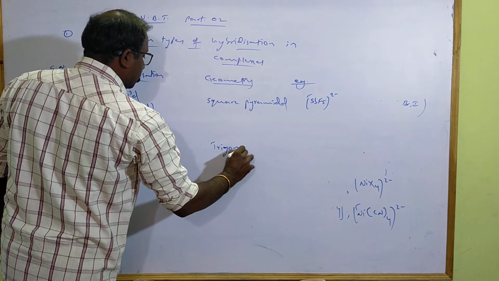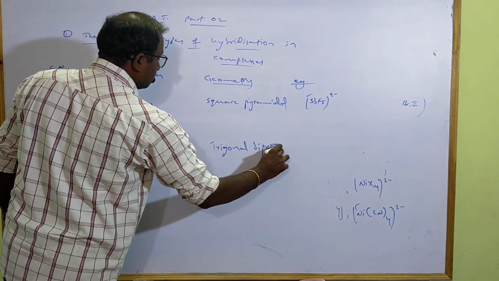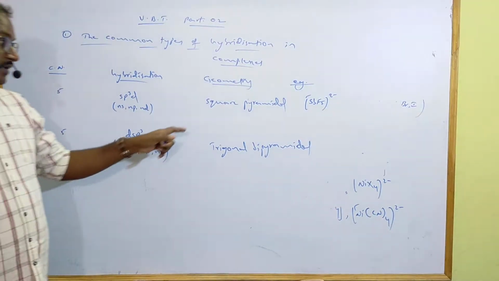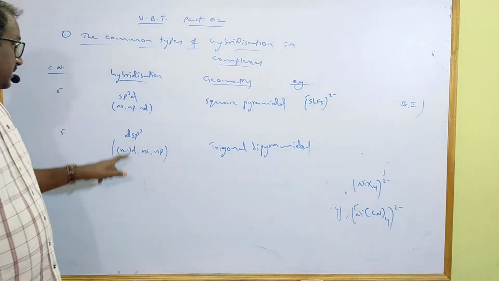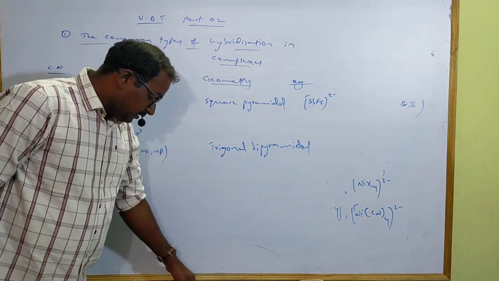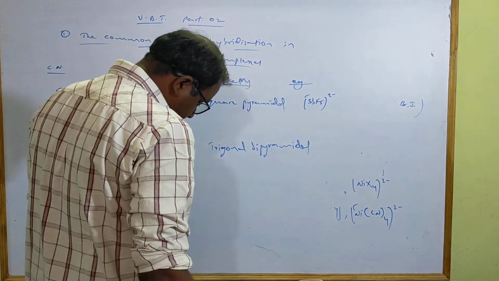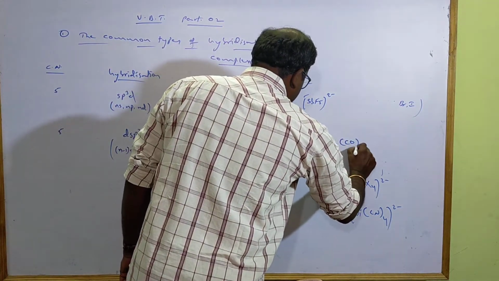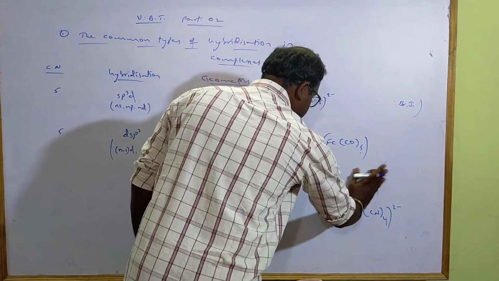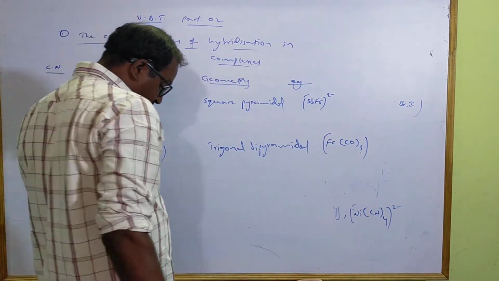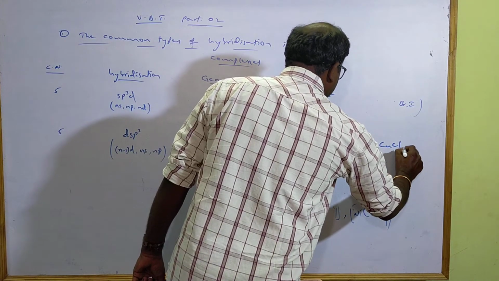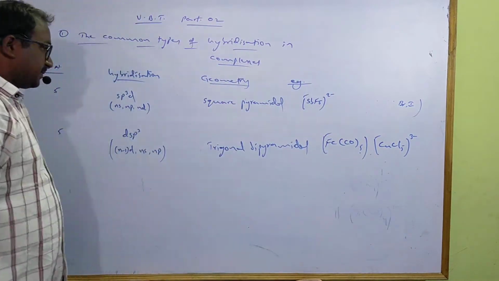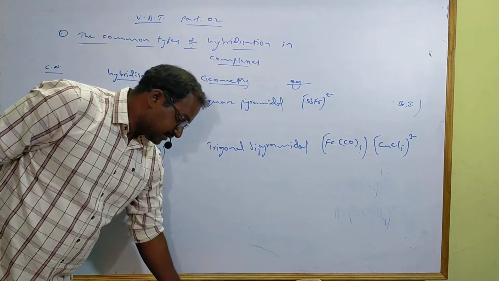Trigonal bipyramidal. Here outer shell d orbital, square pyramidal. Here dsp3, trigonal bipyramidal. Examples for this are Fe(CO)5, iron carbonyl, iron oxidation state here also 0, and next CuCl5 3 minus, dsp3. So these are the hybridizations.